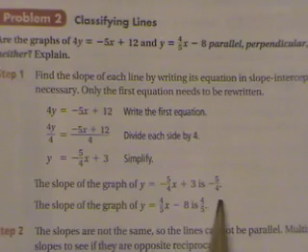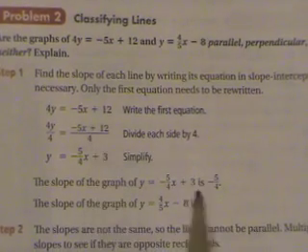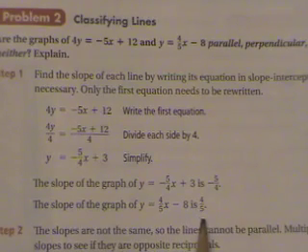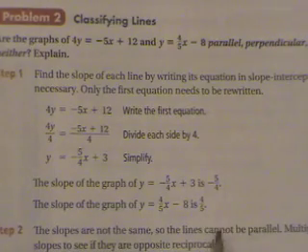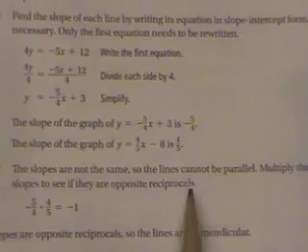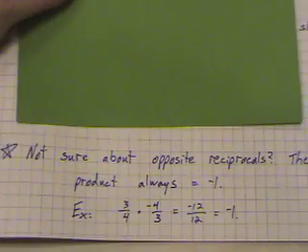You end up with the slope of this line is negative 5/4. The slope of that line is 4/5. Oh look! Opposite reciprocals. So they must be perpendicular. And again, this whole step 2, you really shouldn't have to do this.